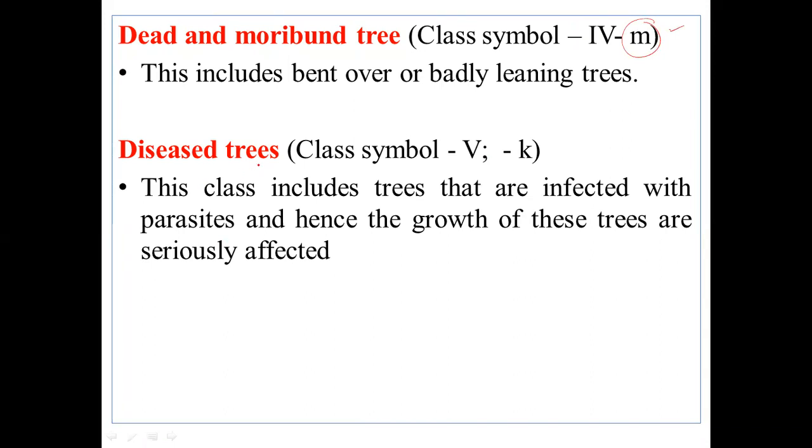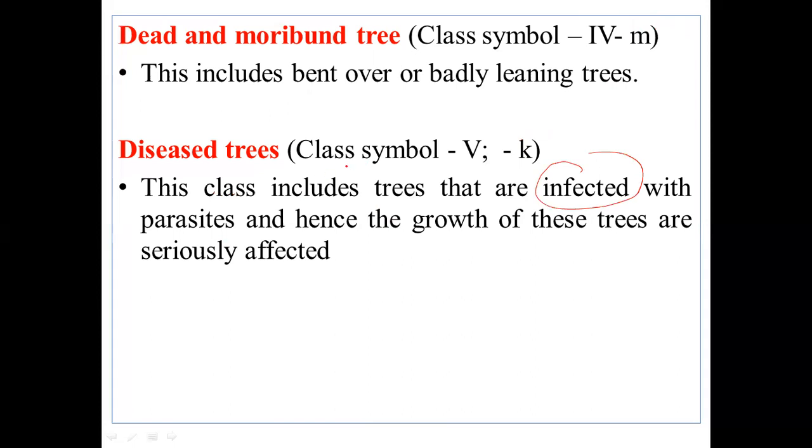Another classification is called diseased trees. That is class 5, and it is denoted by a small k. This is very important. These m and k are very, very important. Diseased trees are generally infected in nature, some kind of pathogen attack, fungal attack, whatever, and they will be diseased trees.